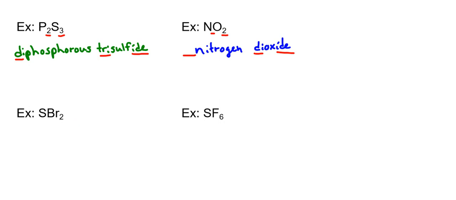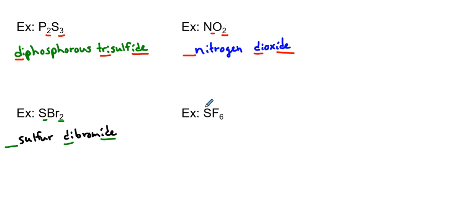Moving along here, we have another example where we have sulfur and bromine. There's only 1 sulfur, so it's just going to be sulfur. And there's 2 of the bromine, so it's going to be dibromide. So again, things we're looking for is the lack of prefix on the first one, 2 here, and the ide ending.